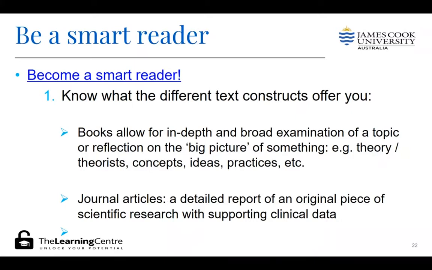And books' publication dates are usually 3 or 4 years behind the most cutting-edge research, which you tend to find in journals. So books tend to be more highly valued in disciplines such as the humanities and social sciences.